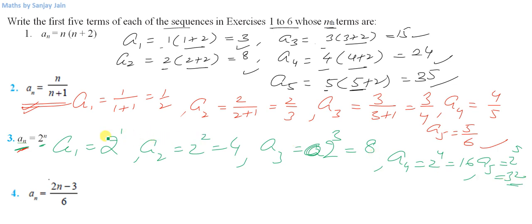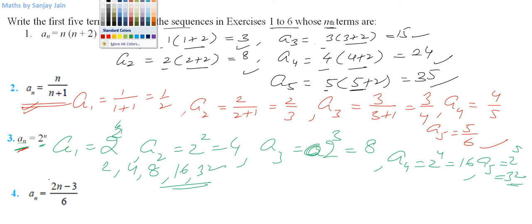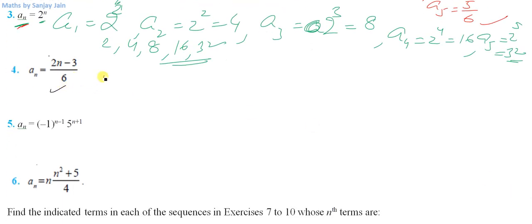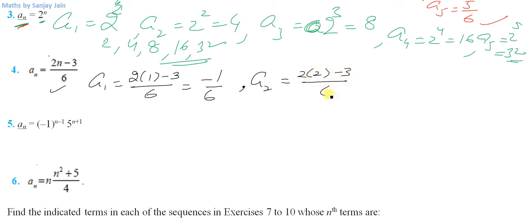So these are the first 5 terms, which are 2, 4, 8, 16 and 32. These are the first 5 terms. Let us move to the next question. A1 is equal to 2 into 1 minus 3 by 6. So it is minus 1 in the numerator by 6. A2 will be 2 into 2 minus 3 by 6, which is 4 minus 3, 1 by 6.